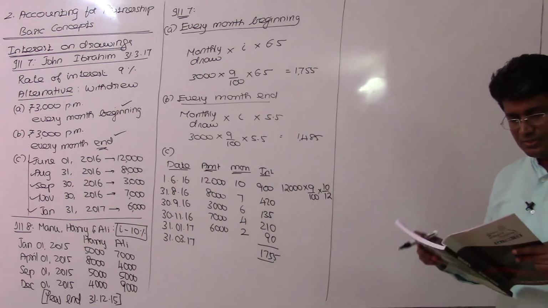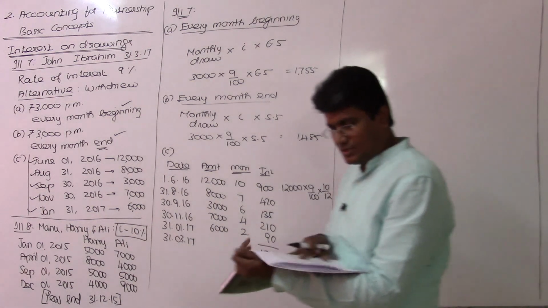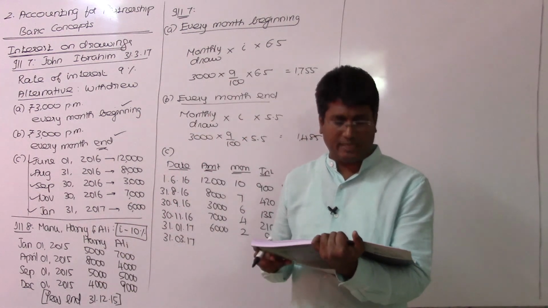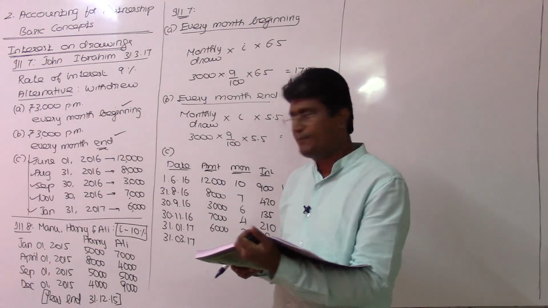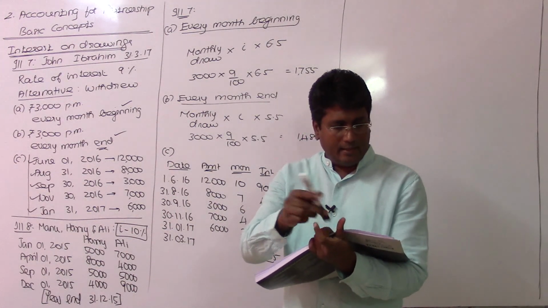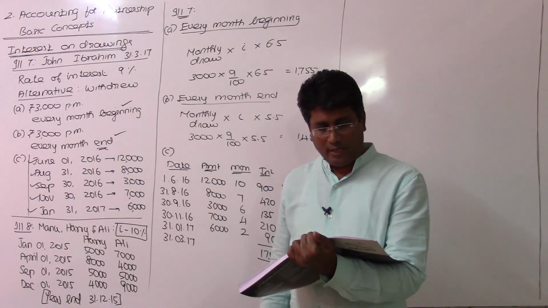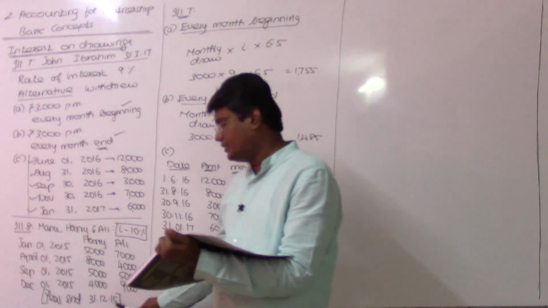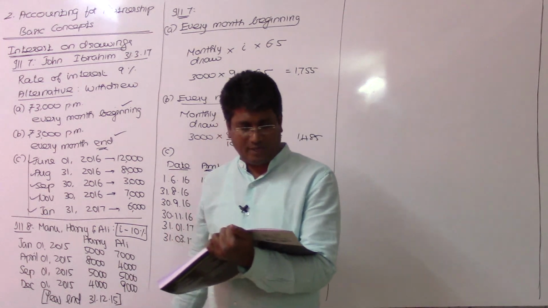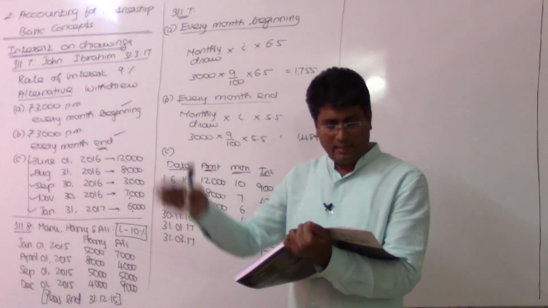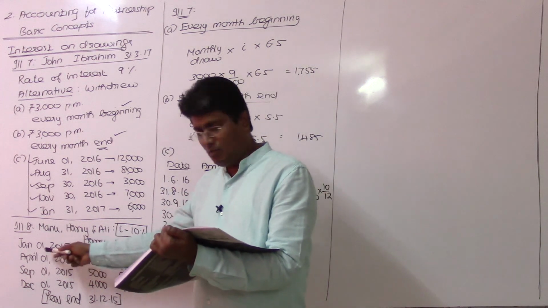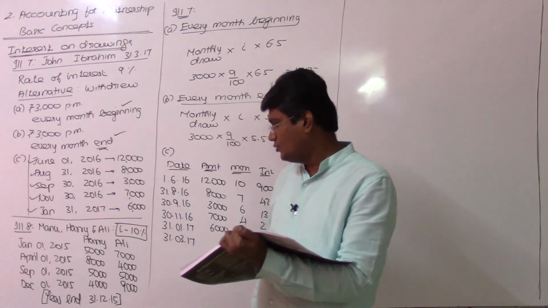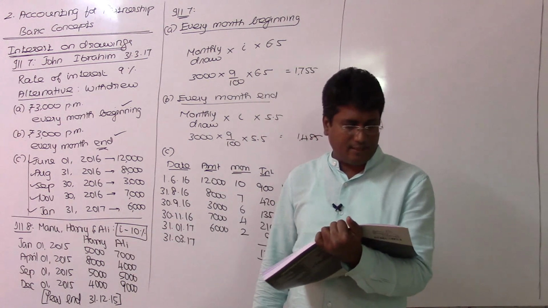Now I am going to discuss illustration number 8. In illustration number 8, Manu, Harry and Ali are partners in a firm sharing profits and losses equally. Harry and Ali withdrew the following amounts from the firm for their personal use during 2015. So the year ends on 31st December 2015, and then the date, Harry and Ali information is given. On January 1, 2015, Harry drew 5,000 and Ali drew 7,000. That's how the information is shared here.